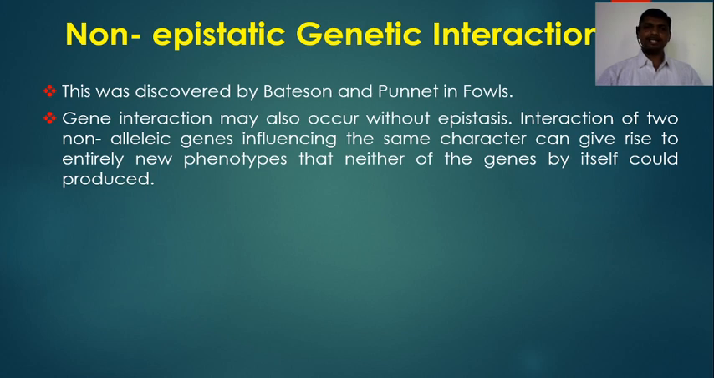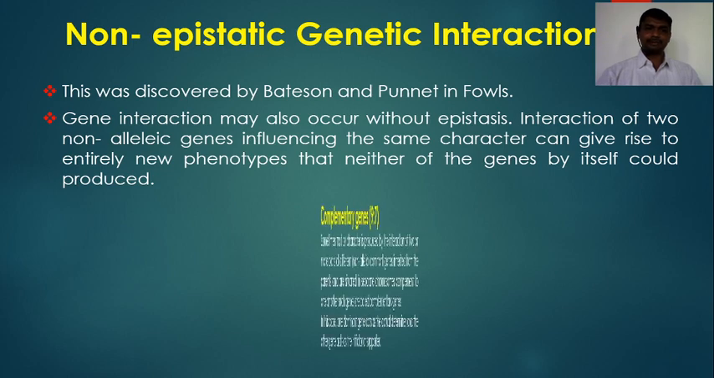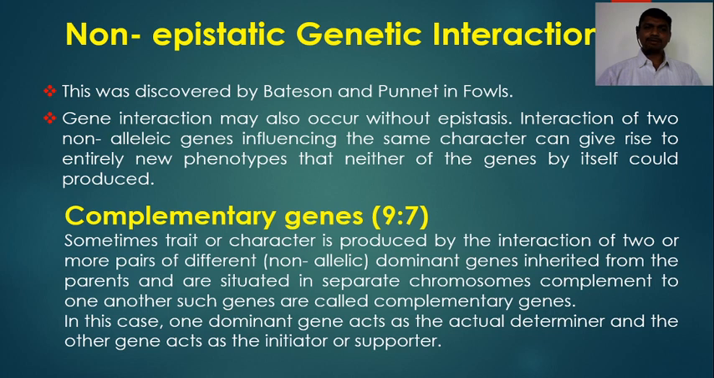So such interactions we refer to as non-epistatic genetic interactions. For example, we take here the complementary gene. The ratio is 9:7. Sometimes a trait or character is produced by the interaction of two or more pairs of different non-allelic dominant genes inherited from the parents and situated in separate chromosomes. They complement one another. Such genes are called complementary genes.